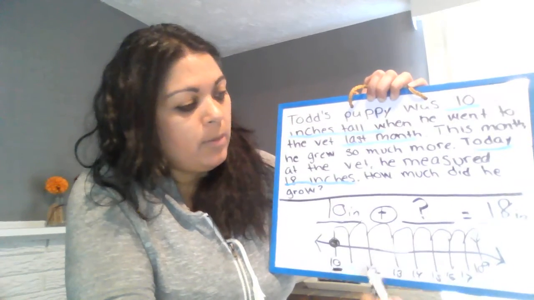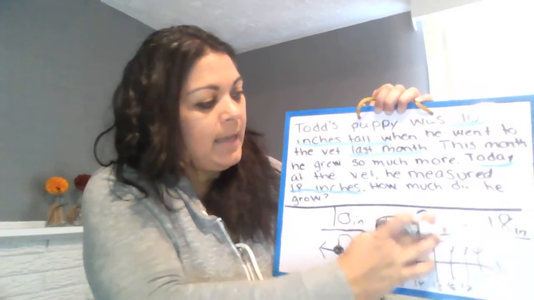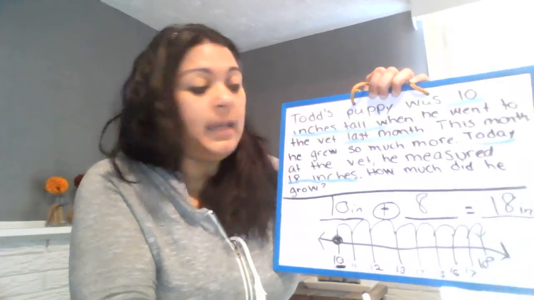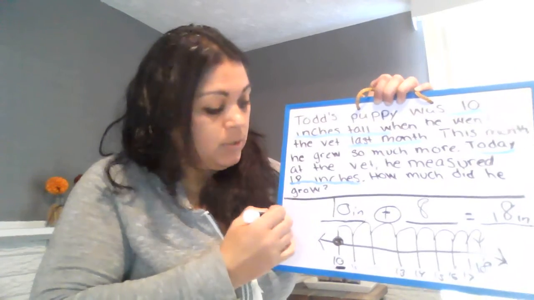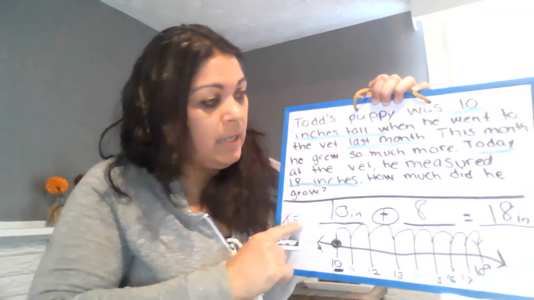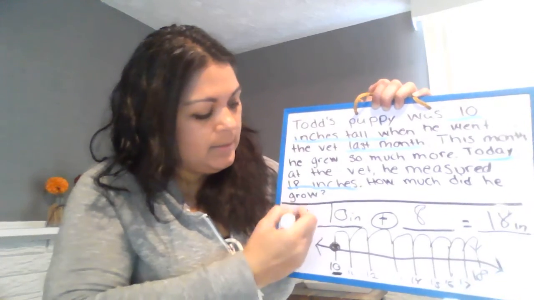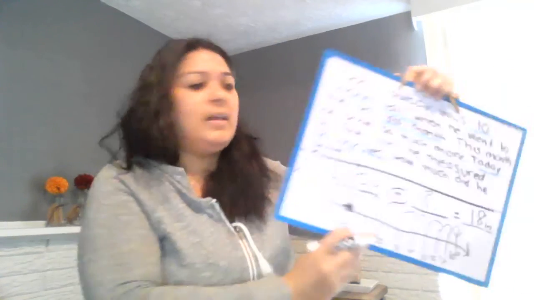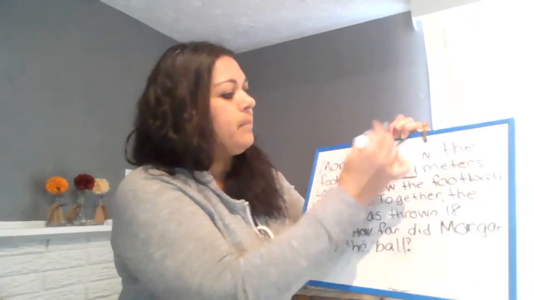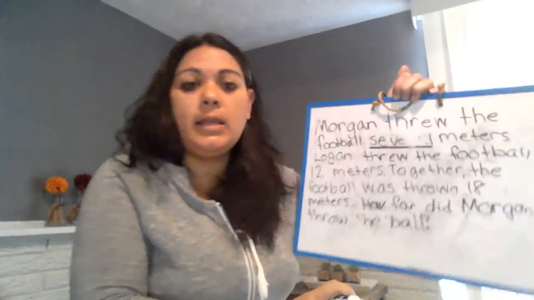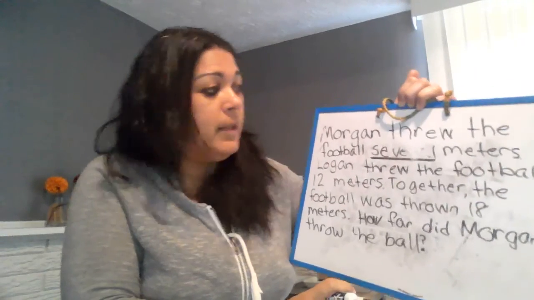So our unknown amount is 8. 10 plus 8 equals 18. And if you want to use that X to answer your question, you can put X, or the unknown amount, equals 8 inches. Okay? All right, very good. Let's try one more. And this is where the unknown is going to be in the second add-in place.